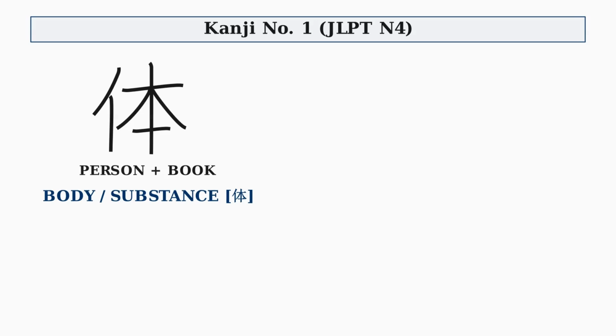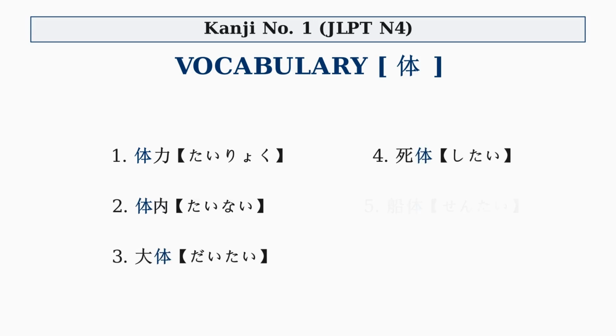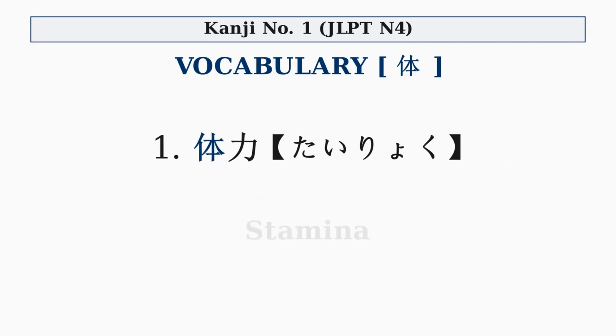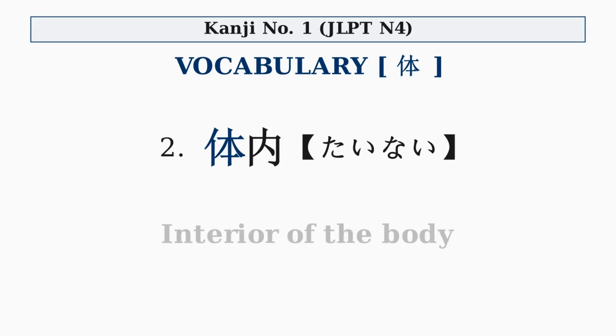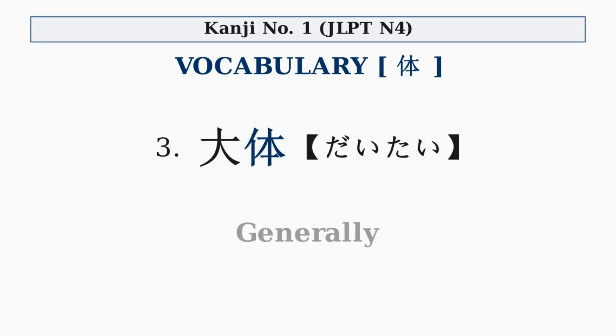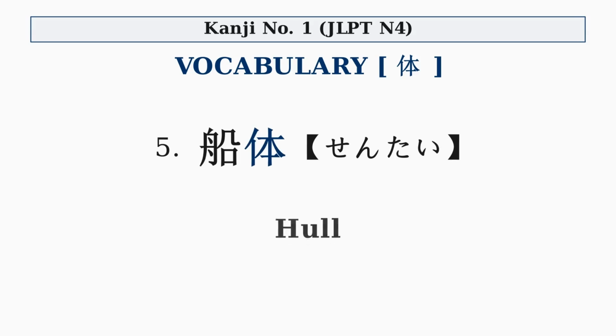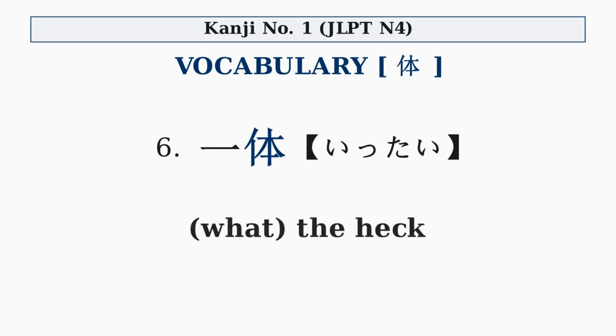Let's move to the vocabulary section now. 体力、体内、大体、主体、全体、一体。体力, stamina. 体内, interior of the body. 大体, generally. 主体, dead body. 全体, hull. 一体, what the heck?